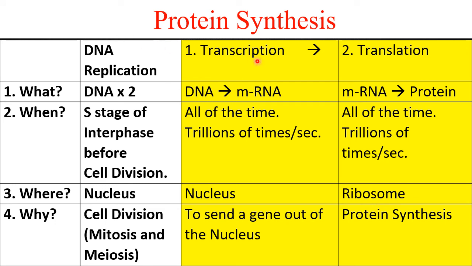In summary, here we have protein synthesis, transcription, and translation. We just covered transcription. What happened during transcription? DNA, or more specifically, the gene, one gene in the DNA molecule, gets copied onto an mRNA molecule. When does this happen? All of the time, trillions of times per second in your body. Where does this happen? In the nucleus, because the DNA is too big to leave the nucleus. Why does this happen? To send a gene out of the nucleus.